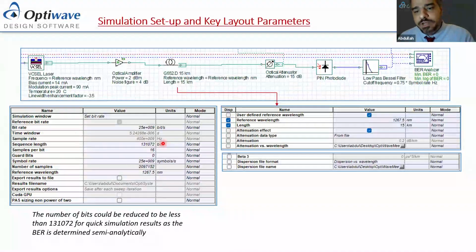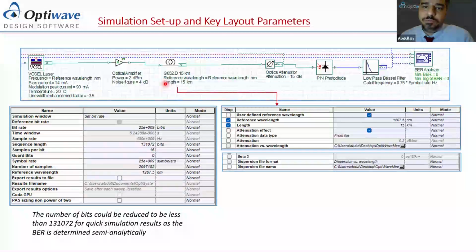Since we're trying to measure the bit error rate performance at 10 to the -9, we can't do direct error counting. It's going to require a significant number of bits. So we're going to be using the semi-analytical approach for calculating the bit error rate. So this number may be a little bit excessive. You can probably get away with something a little smaller.